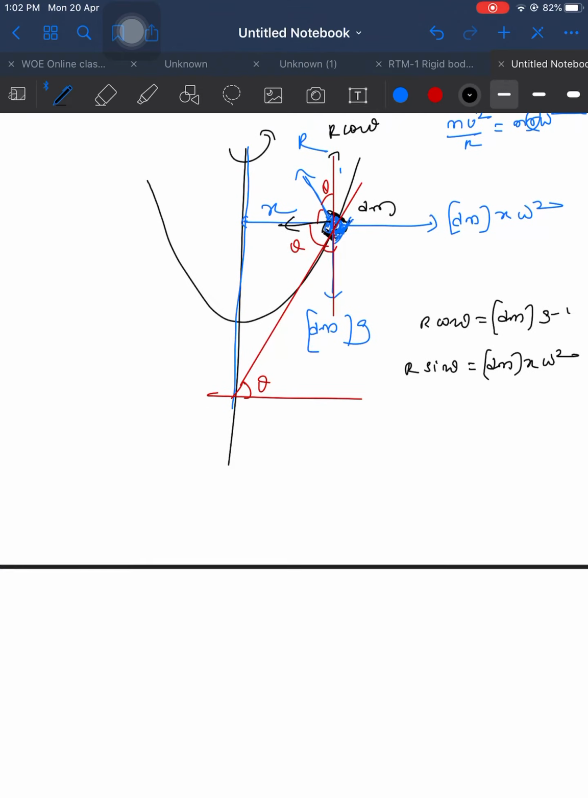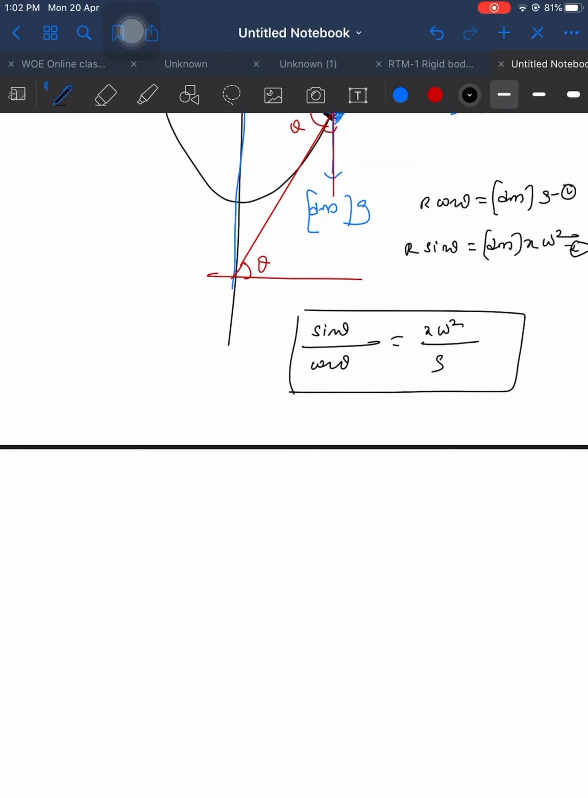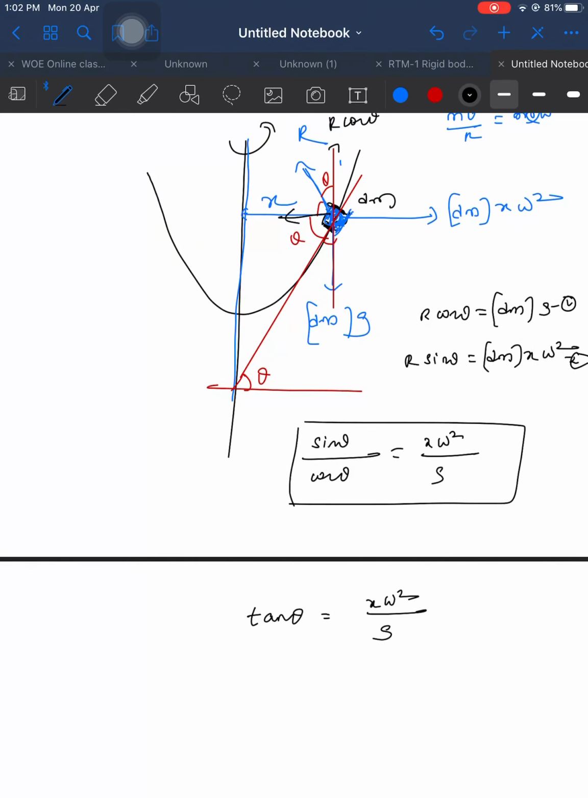If you divide the two equations, 2 with 1, sin theta by cos theta is equal to x omega square by g. Okay, see this part carefully. Sin theta by cos theta is equal to tan theta is equal to x omega square by g. This equation represents, tan theta is nothing but slope.